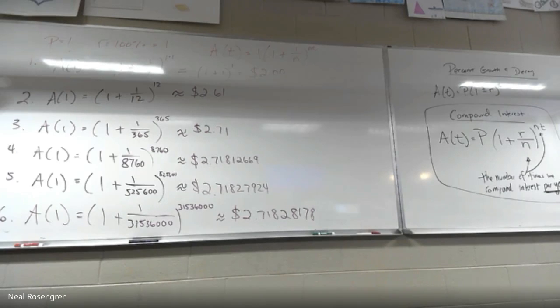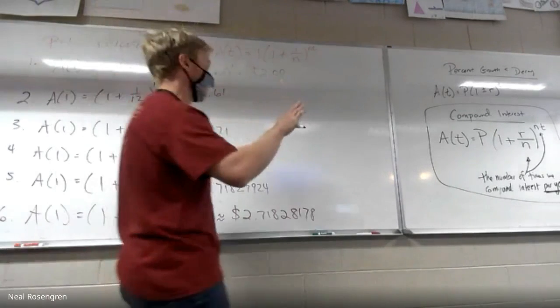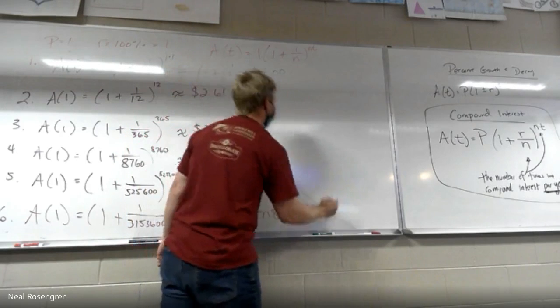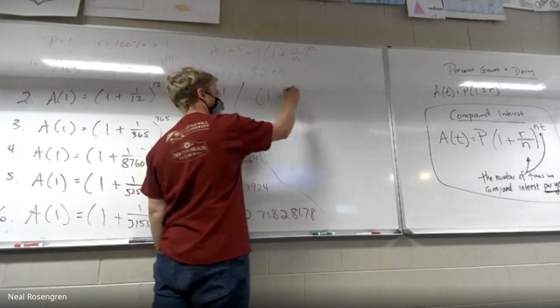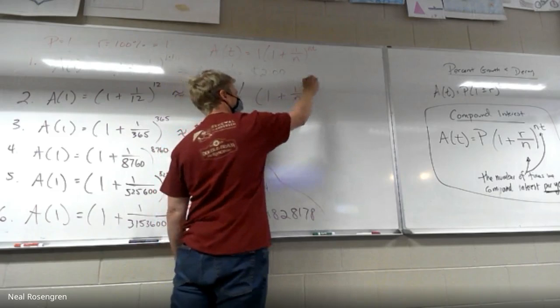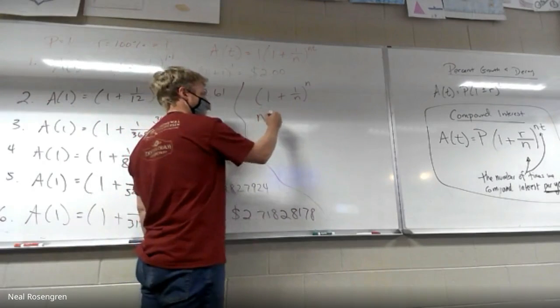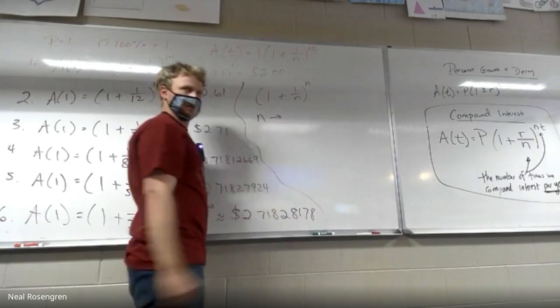Okay, so I don't care where you put this. Maybe just kind of off to the side. Don't put it for number 7 just yet. We'll get there. But what's happening is we're taking this, 1 plus 1 over n to the n. All right, that's what we're doing. And we're just changing n, right? But what are we doing to it? 1, 12, 365, 8,700, 52, you know, just keep getting bigger and bigger.